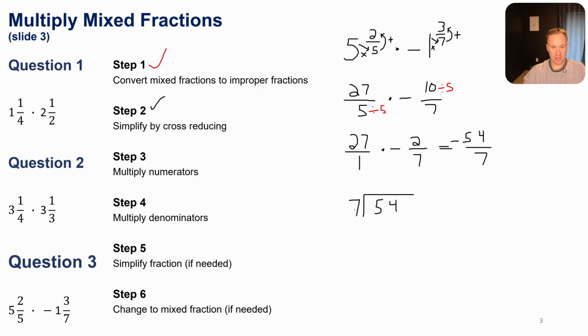So I ask myself, okay, how many times does 7 go into 54? It goes 7 times. 7 times 7 is 49. 54 minus 49 is 5. 5 is a remainder. It becomes the new numerator of my fraction. 7 is my denominator. So my new answer then in mixed fraction form becomes -7 and 5/7. And that's my result. Okay, so that's multiplying of mixed fractions. Let's go ahead and take a look at dividing mixed fractions now.